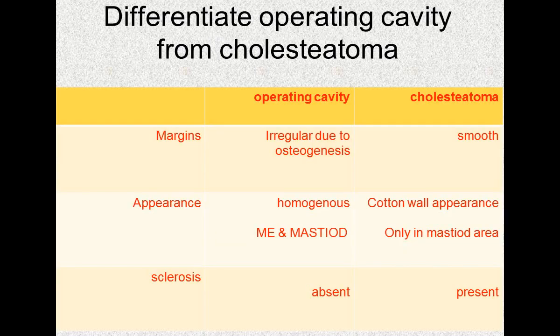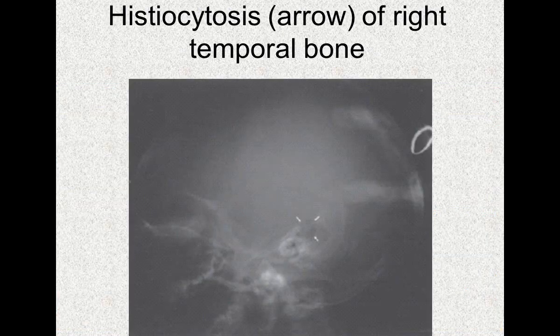What is the differentiation between an operative cavity and the cavity from cholesteatoma? Differentiation depends on margins, appearance, site and sclerosis. Operating cavity: margins irregular due to osteogenesis; in cholesteatoma, smooth. Appearance: operating cavity homogeneous; in cholesteatoma, cotton wool appearance. Operating cavity site is the middle ear and mastoid; cholesteatoma only involves the mastoid area. Sclerosis: absent in operating cavity, present in cholesteatoma.